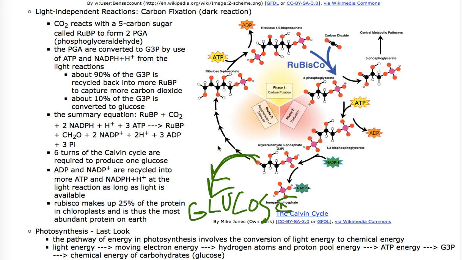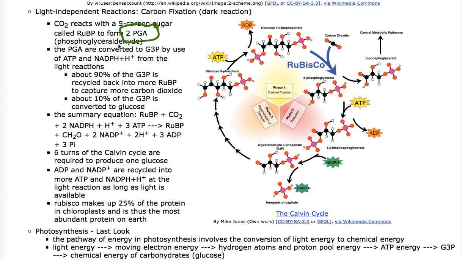So let's go through the text here really fast just to make sure I didn't miss anything. It says CO2 reacts with a 5-carbon sugar called RuBP to form PGA. That's wrong. That's another error here. It's phosphoglycerate. The PGA, it says, then is converted to G3P by use of ATP and NADPH plus H plus from the light reactions. About 90% of the G3P is recycled back into more RuBP. 10% is converted to glucose.